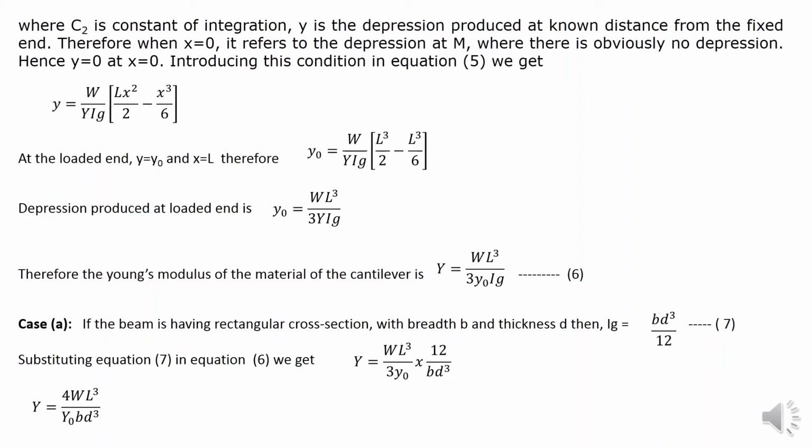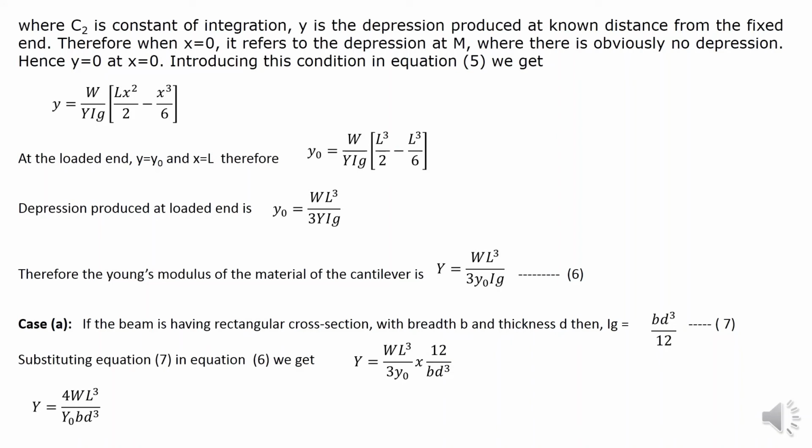Let us consider the loaded end. y is replaced by y0 and x is replaced by L, because L is the length of the cantilever. We get y0 is equal to W by Y into Ig into (L cube by 2 minus L cube by 6), and simplifying, we get the depression produced at the loaded end, y0 is equal to WL cube divided by 3 Y Ig. Therefore, the Young's modulus of the material of the cantilever, rearranging this equation, is given by Y is equal to WL cube divided by 3 y0 Ig.